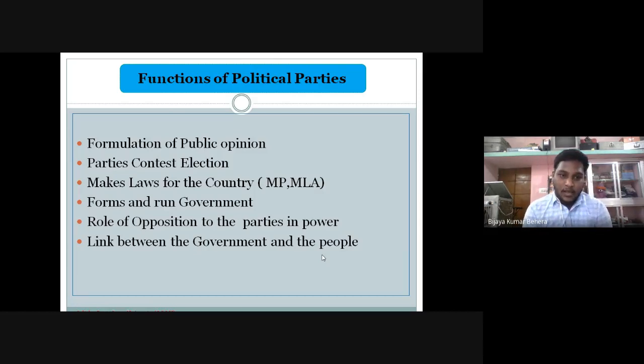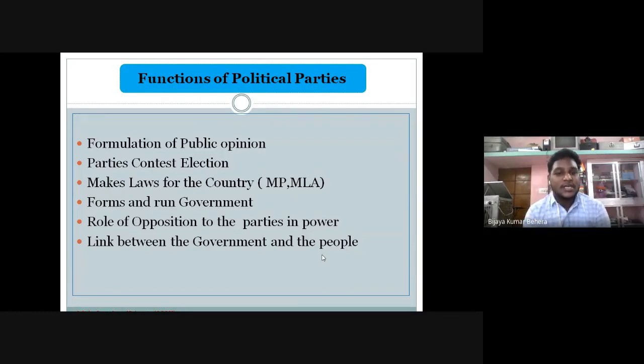Next thing, the next function of political parties is to play the role of opposition to the parties in power. This is one of the most important functions of political parties. We have a wrong perception that the political parties who are in power are the important rule makers. They form the government. They are making the rules and regulations.